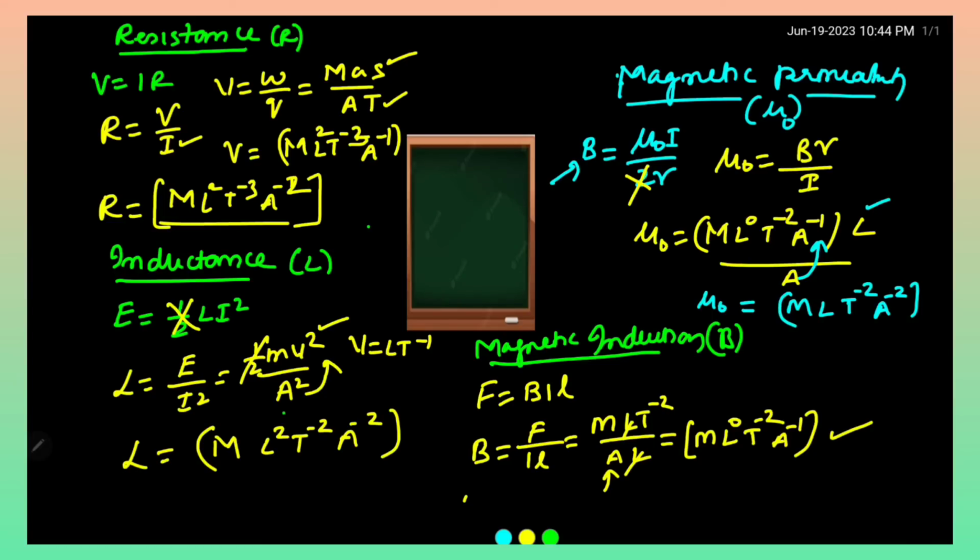So this is a simple strategic way to find out the tough dimensional formulas by using our generally known formulas. Hope you have understood and enjoyed this.